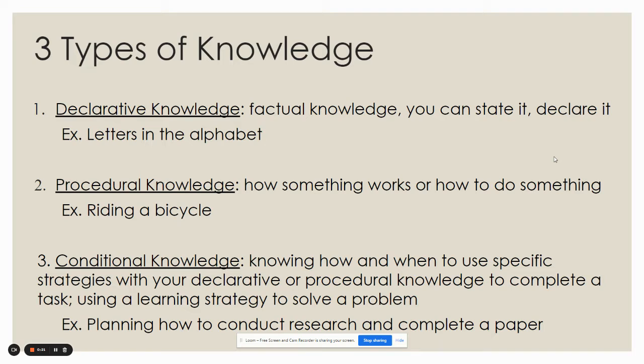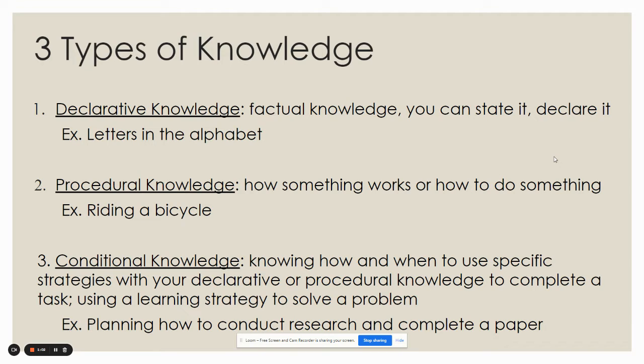There are 3 different types of knowledge. These are all ways that we all learn and take in information. There's declarative knowledge, procedural knowledge, and conditional knowledge. Your declarative knowledge is your knowledge of facts, things that you have learned, that you can state, that you can declare are true, like the letters of the alphabet, or 2 plus 2 equals 4, or the capital of the state of Texas is Austin. Those are all parts of your declarative knowledge. There are things you can say, declare.